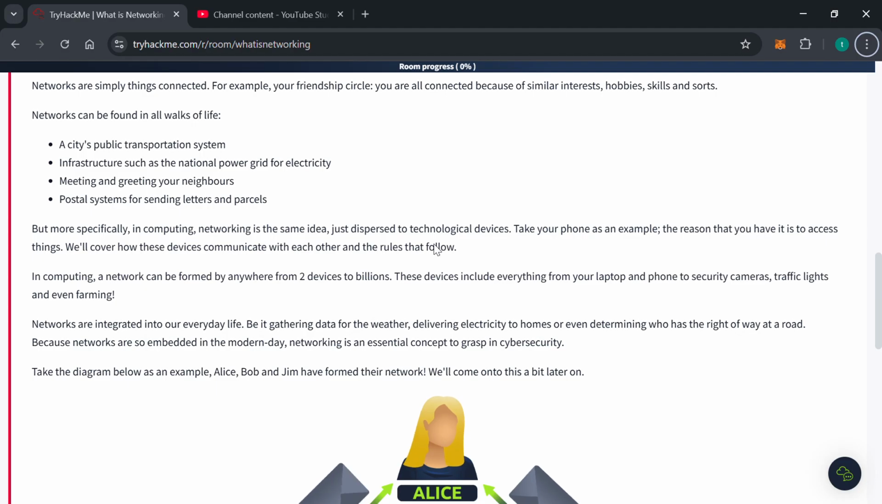These devices include everything from your laptop and phone to security cameras, traffic lights, and even farming. Networks are integrated into our everyday life, be it gathering data for the weather, delivering electricity to homes, or even determining who has the right of way at a road. Because networks are so embedded in the modern day, networking is an essential concept to grasp in cybersecurity.